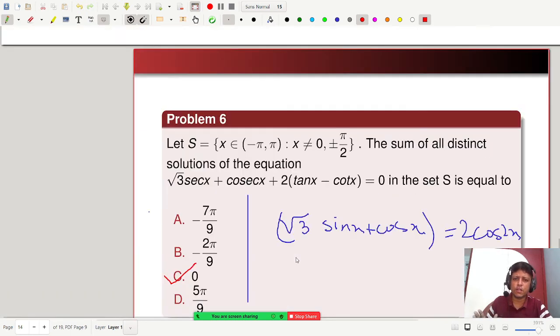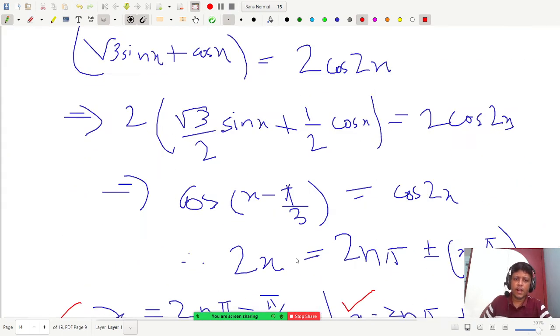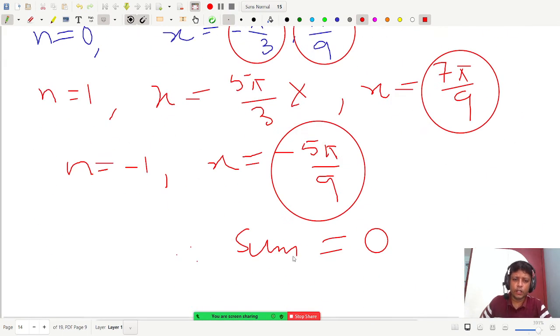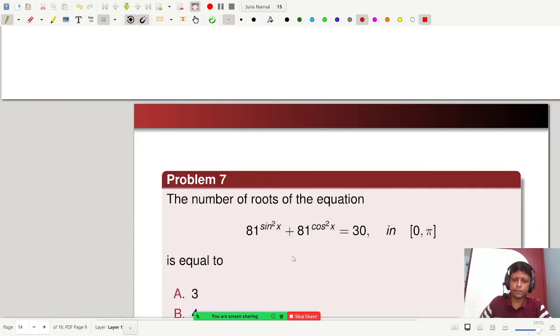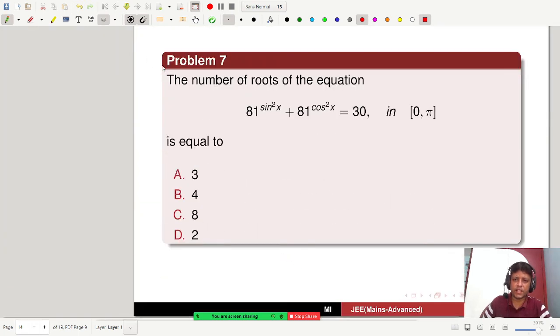Okay, dear students. So this is problem 6. Let's move on quickly to problem number 7. Yeah, that's a very interesting problem. Currently it is in the JEE paper. After NTA took charge, it was in the paper.